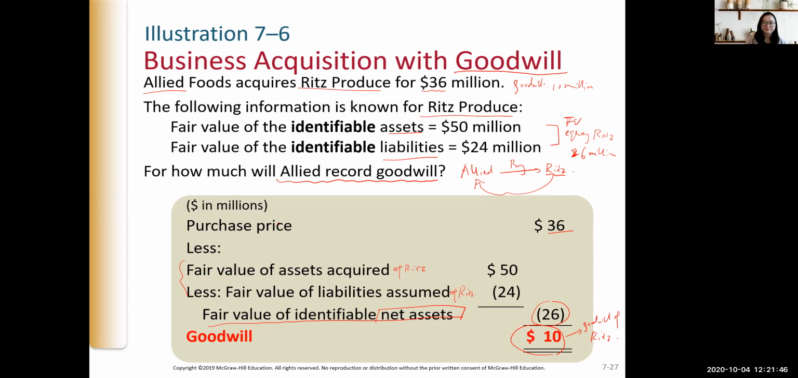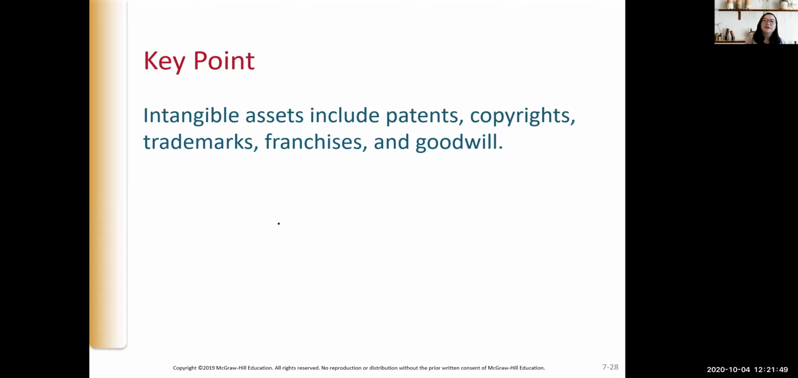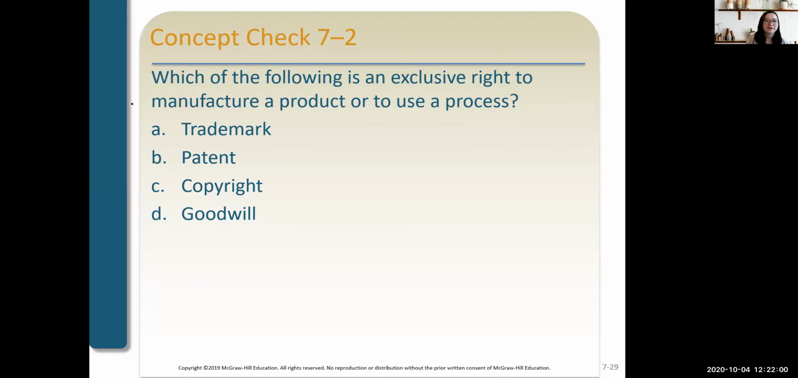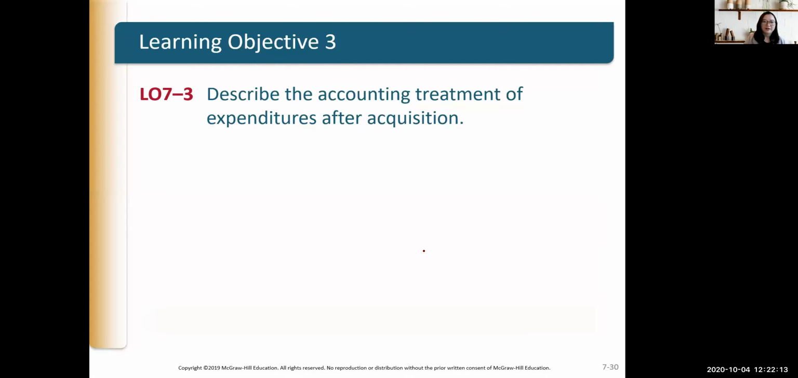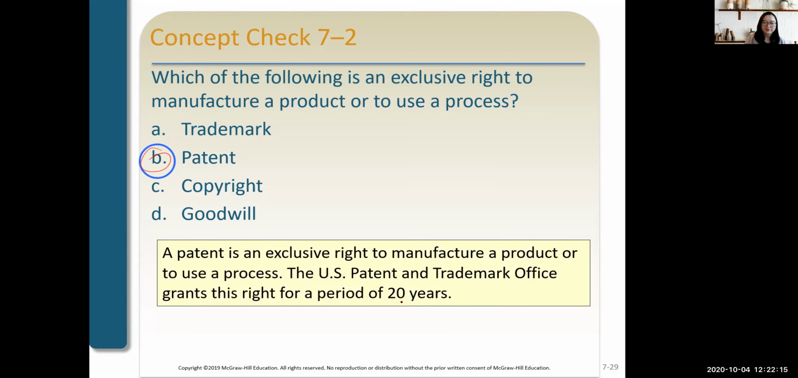Okay. So the key point we want to take away is that intangible assets include patents, copyrights, trademarks, franchises, and goodwill. Okay, let's see the concept check. Which of the following is an exclusive right to manufacture a product or to use a process? It should be patent, right? And it's only valid for 20 years, right?